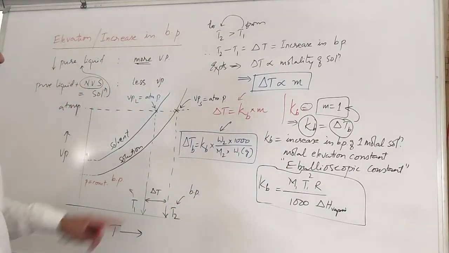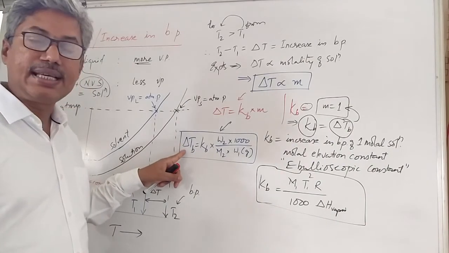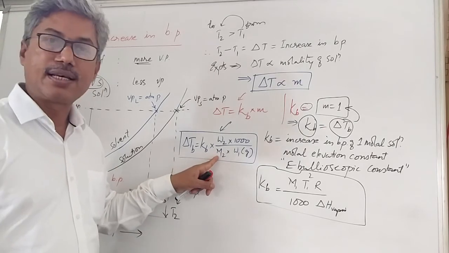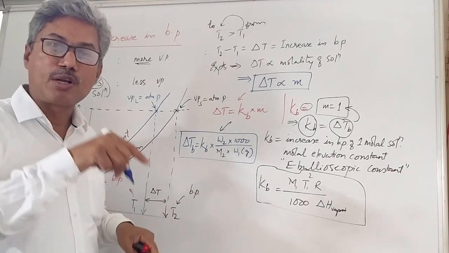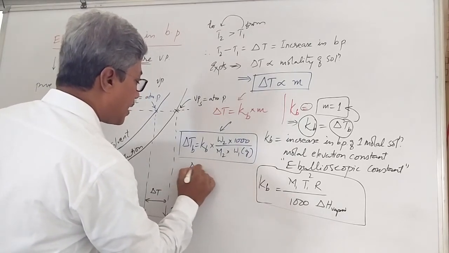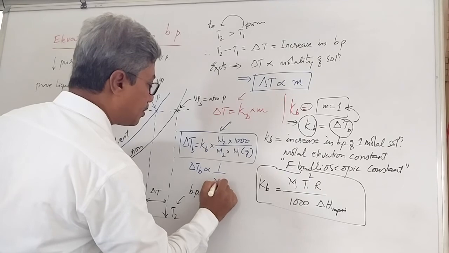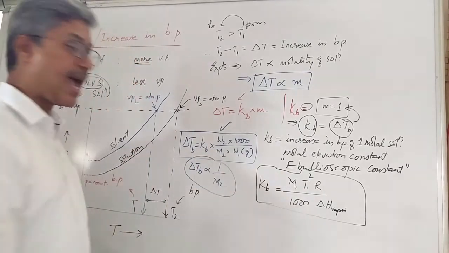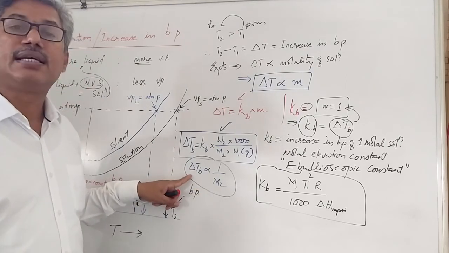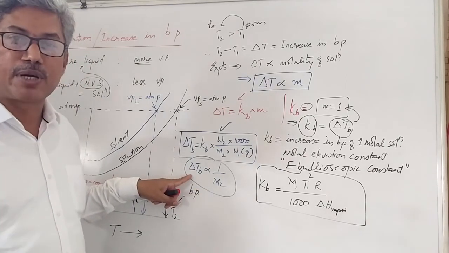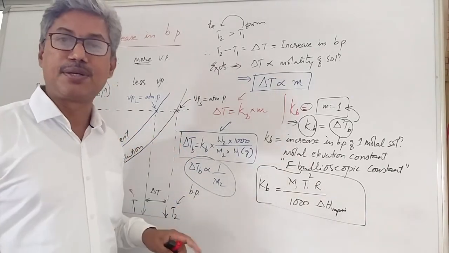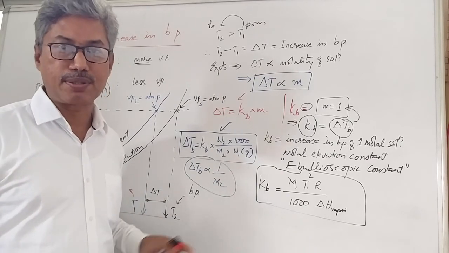See students, by knowing the increase in the boiling point of the solution, we can calculate the molecular weight of the non-volatile solute added. And here we notice delta Tb is inversely proportional to the molecular weight of the non-volatile solute added. The substance whose molecular weight is more, its effect on the increase in boiling point is less. That can be the conclusion. Clear students? Next, in the next video, we will attempt problems based on these equations.